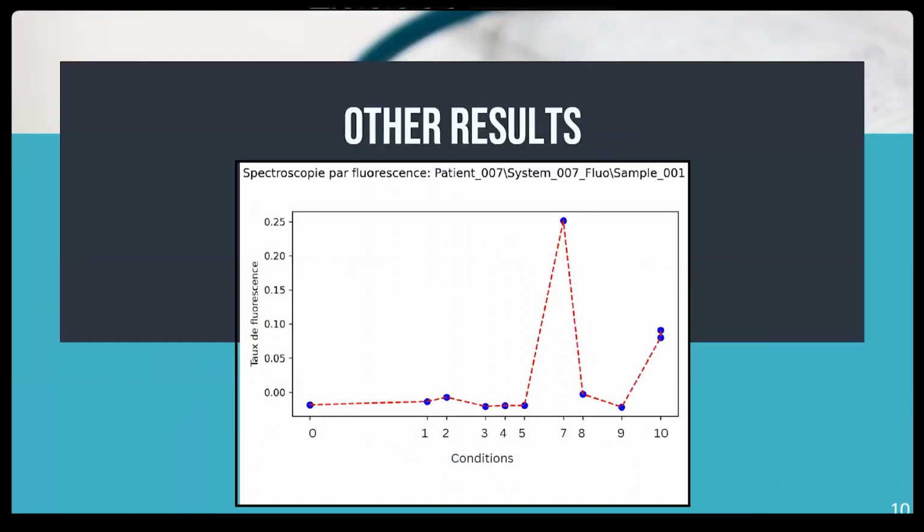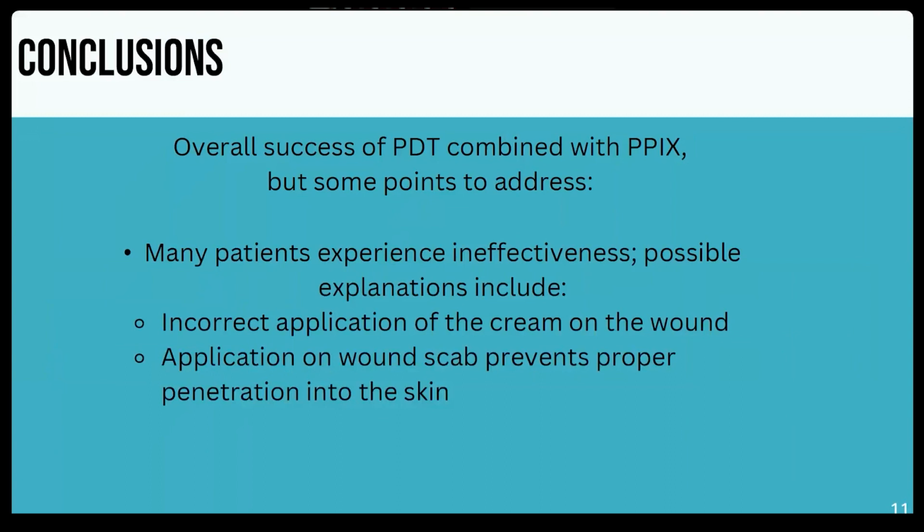However, for some other patients, we have a lot of points which are not close to 0. So it was not working so well, and we have some theories to explain why. The first one would be that the cream was not applied very well, because there is a process to apply the cream on the wound, and we can think that it was not done so well.